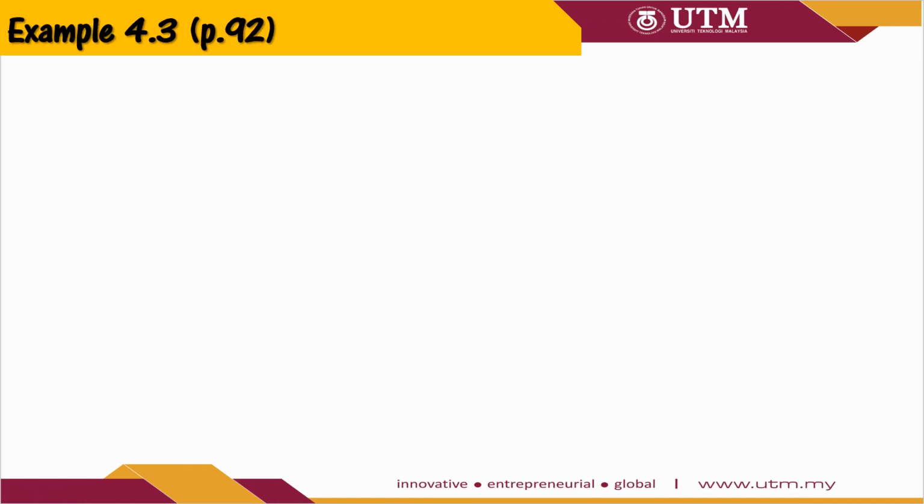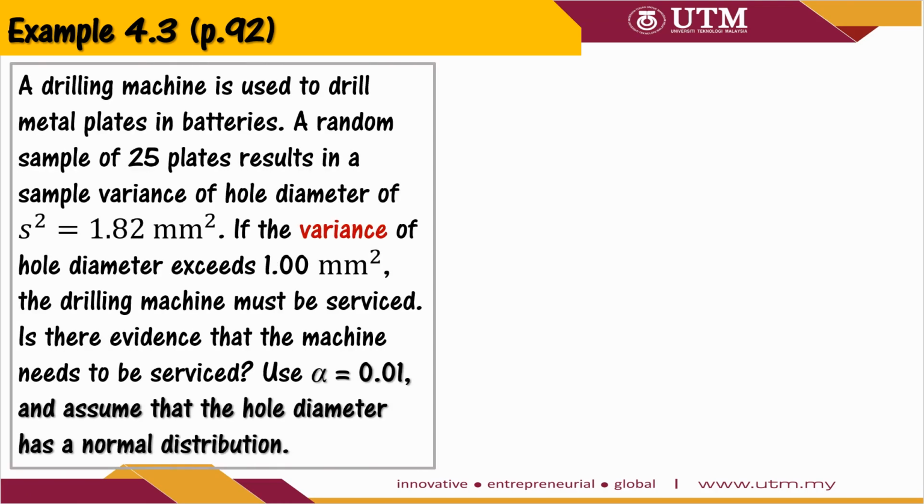Please look at example 4.3 on page 92. A drilling machine is used to drill metal plates in batteries. A random sample of 25 plates results in a sample variance of hole diameter of s squared equal to 1.82 mm squared. If the variance of hole diameter exceeds 1 mm squared, the drilling machine must be serviced. Is there evidence that the machine needs to be serviced? Use alpha equal to 0.01 and assume that the hole diameter has a normal distribution.